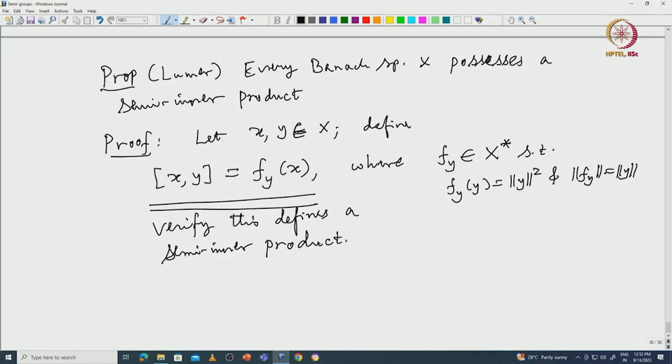Thus we can define the notion of a dissipative operator in any Banach space. So, dissipation with respect to some semi-inner product, and we know that every Banach space possesses at least one semi-inner product.